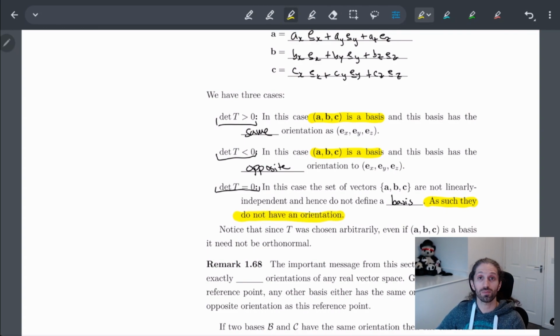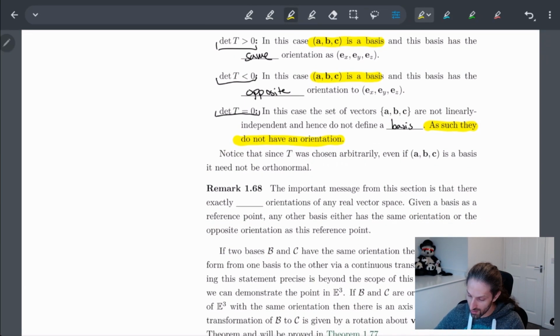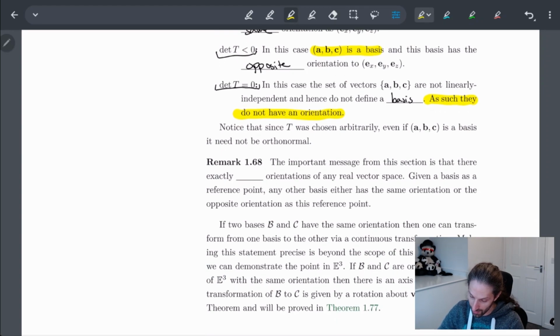So if I take something that's not a basis, then I can't really define an orientation. So this really requires us to have a basis. Another thing to note is that I didn't really need these vectors to be orthonormal. They can just be any basis, and it doesn't really matter.